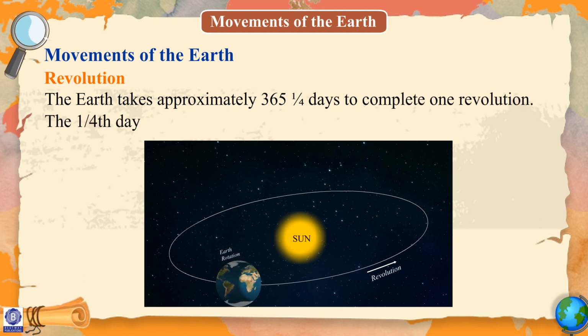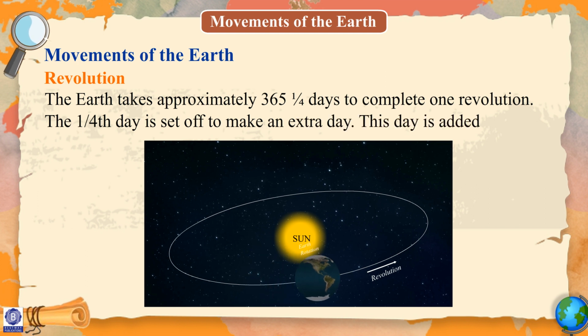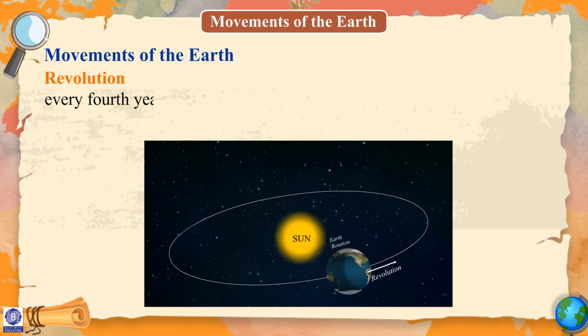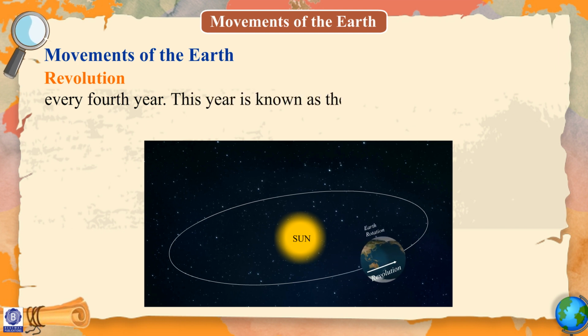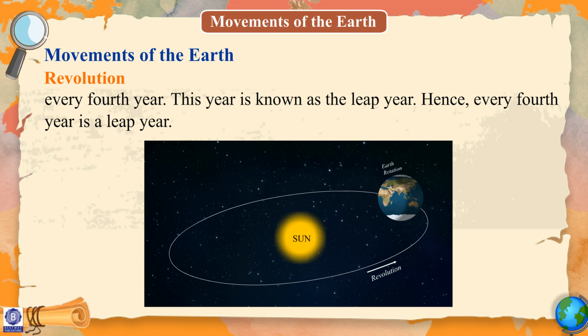The 1/4 day is set off to make an extra day. This day is added to February every 4th year. This year is known as the leap year. Hence, every 4th year is a leap year.